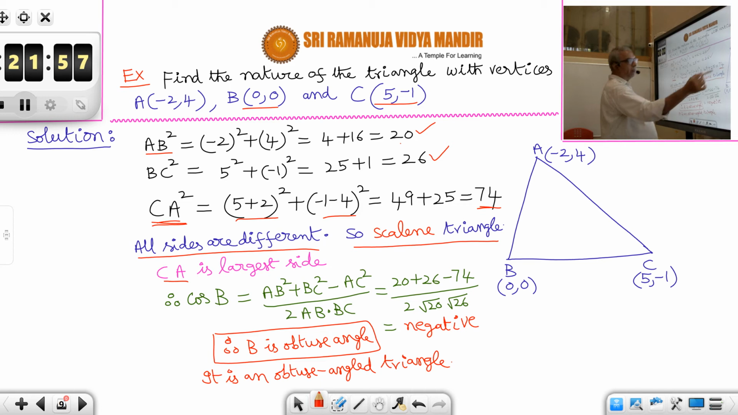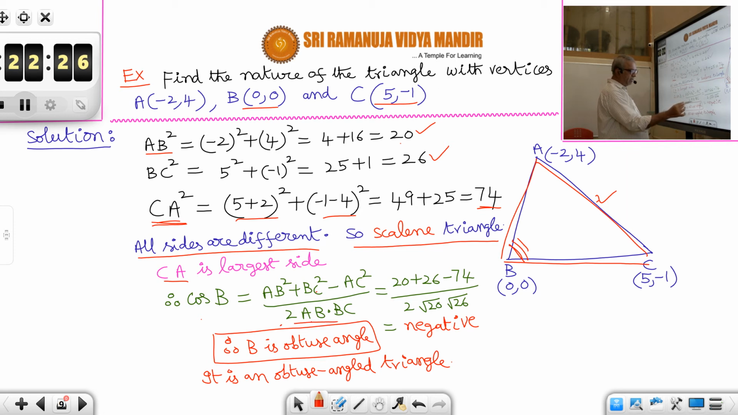So see the diagram, ABC I have drawn. CA is the largest side. So this side is the largest side, is it not? What is the opposite angle? The opposite angle is B. So therefore we have to find cos B. What is cos B? AB square plus BC square minus the opposite side square AC square, divided by 2 AB into BC.